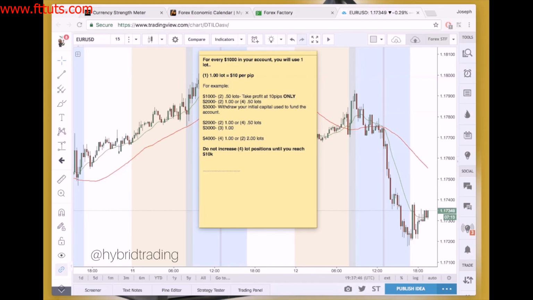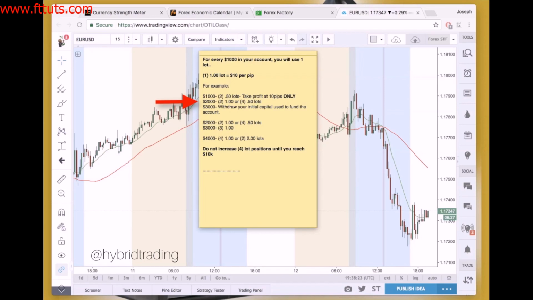So it's just in the beginning phase that you want to pay yourself after the move has gone in your favor for 10 pips and immediately pay yourself. If it goes against you for 10 pips, you will cut the trade short and you will lose no more than $100. And you will continue to do this until you grow your account to $2,000. Once you grow the account to $2,000, you will not trade with any more than 2 lots or 4 positions of 0.50 lots.